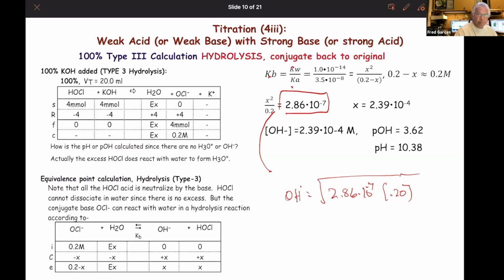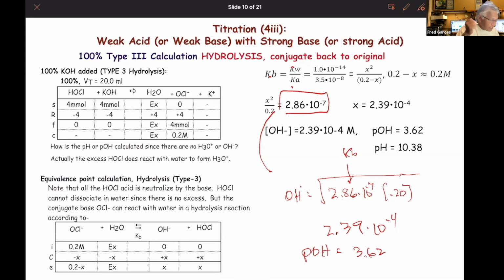Let's see what we get when we do this shortcut. So I'm going to take 0.2, multiply it by 2.86 times 10 to the negative 7. Remember, this is Kb. Multiply that out, and then take the square root of that. I have something of 2.39 times 10 to the minus 4. That means my pOH is equal to, take the negative log of that, 3.62.